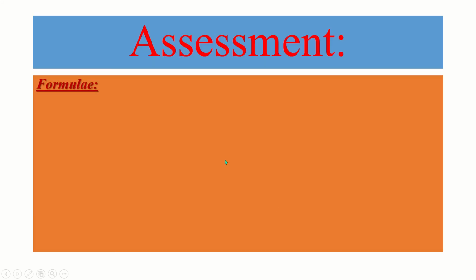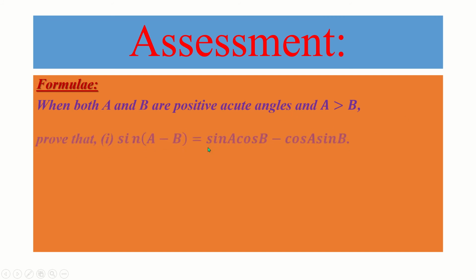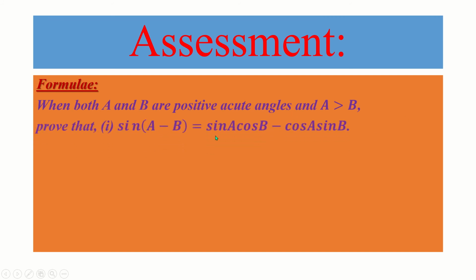In the same way, we can prove, this is an assessment, when both A and B are positive acute angles and A greater than B, sin A minus B equals sin A cos B minus cos A sin B, and cos A minus B equals cos A cos B plus sin A sin B. We have to prove this in the previous way.